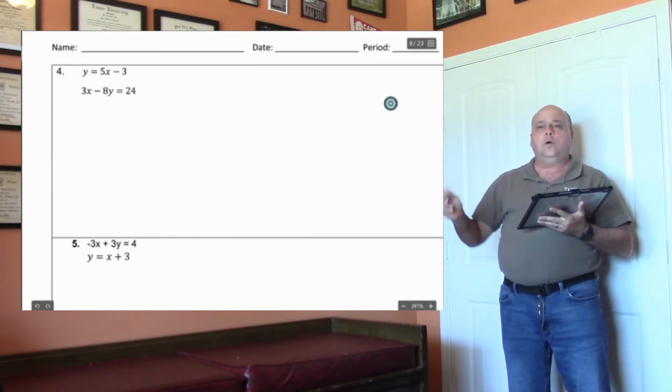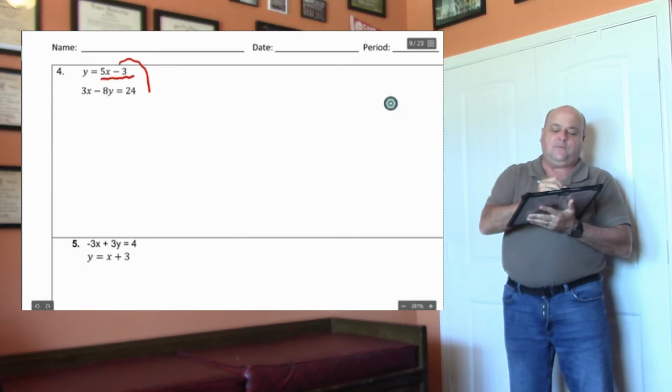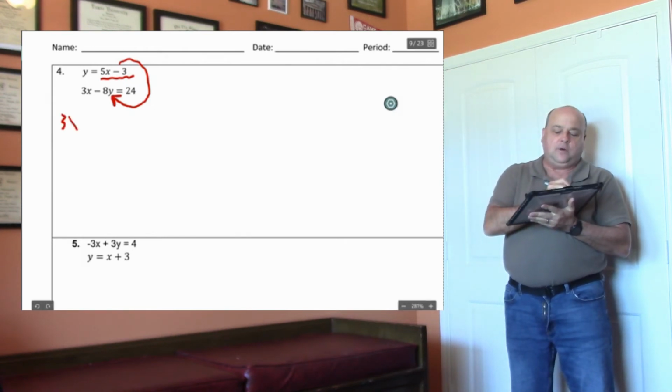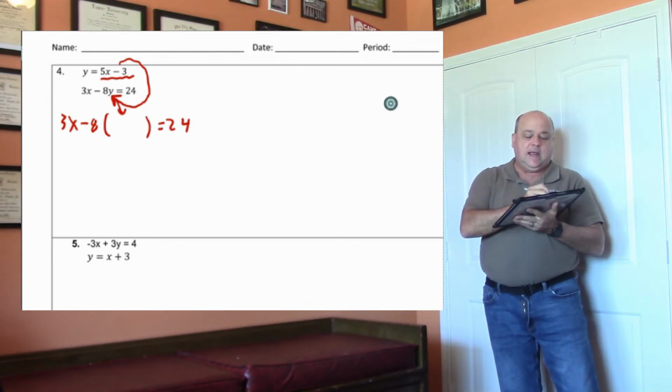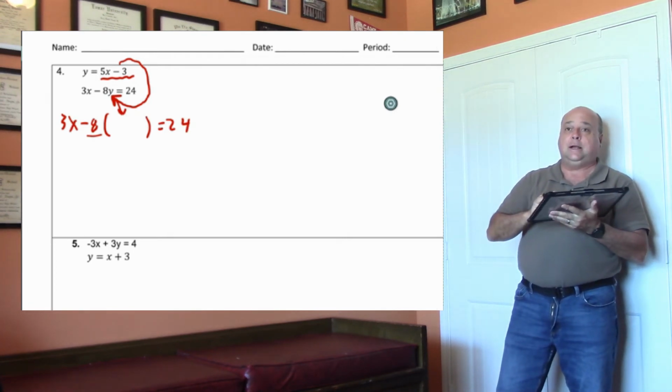Going on to number 4, we know the y is equal to this. So I'm going to take my 5x minus 3 and plug it right in here. So I'm going to have 3x minus 8 parentheses equals 24. And then in that parentheses, you're going to put 5x minus 3, and you're going to bluebell truck that negative 8. Make sure you can do that correctly.